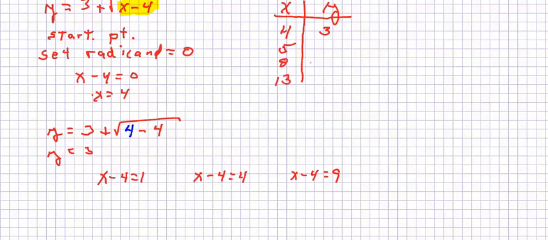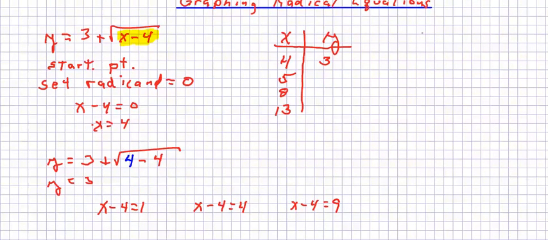And then we put those into the equation. 5 minus 4 is 1, square root of 1 is 1, plus 3 is 4. 8 minus 4 is 4, square root of 4 is 2, plus 3 is 5. And 13 minus 4 is 9, square root of 9 is 3, plus 3 is 6. Notice that these went up by 1. 3 to 4, 4 to 5, 5 to 6. Kind of nice. And then we graph them.